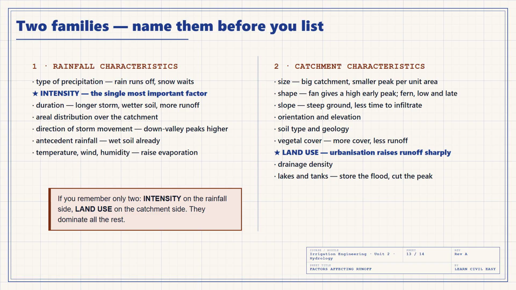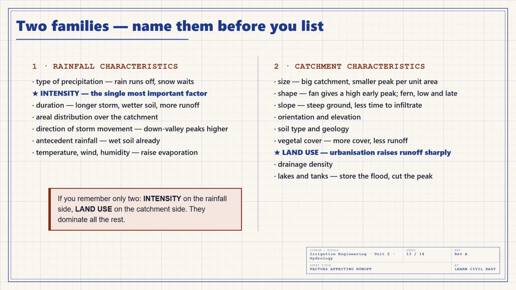The areal distribution, the direction of storm movement. A storm traveling down the valley piles the water up and gives a higher peak. Antecedent rainfall. If it rained last week, the soil is already wet and runoff is high. Second family, the characteristics of the catchment. Its size, its shape. A fan-shaped catchment gives a high early peak because every side drains to the outlet in about the same time. A long narrow one gives a lower, later, flatter peak.